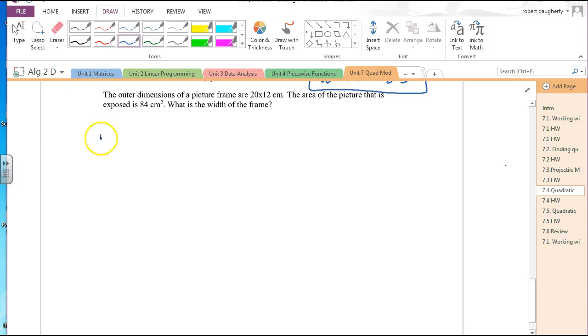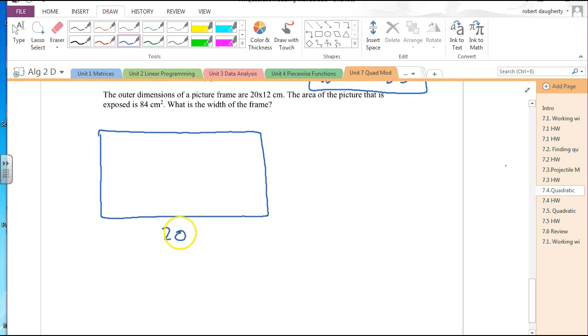So the outer dimensions are 20 by 12. So I've got something that this is 20 and this is 12. That's the outer dimension of my frame. Now the picture is inside of here, right? So there's a picture inside of here. And what do I know? Do I know the size of the picture? No. What do I know about the picture? All I know is its area. So I know that the area is what? 84 centimeters squared.